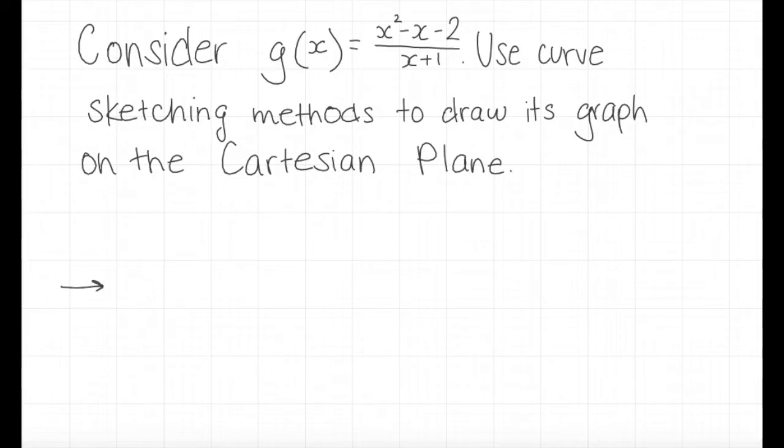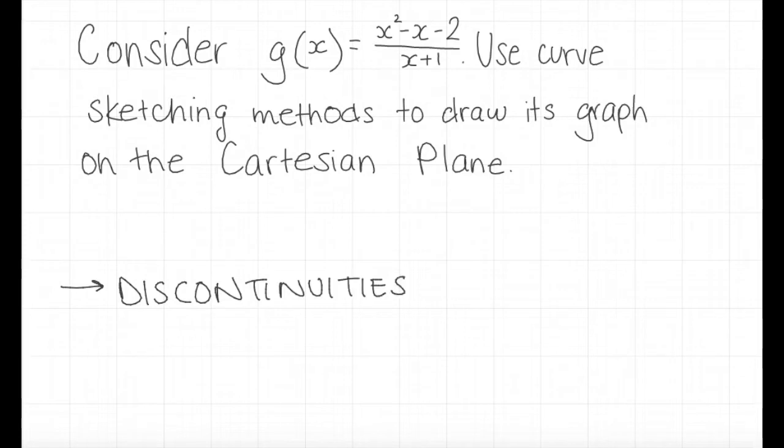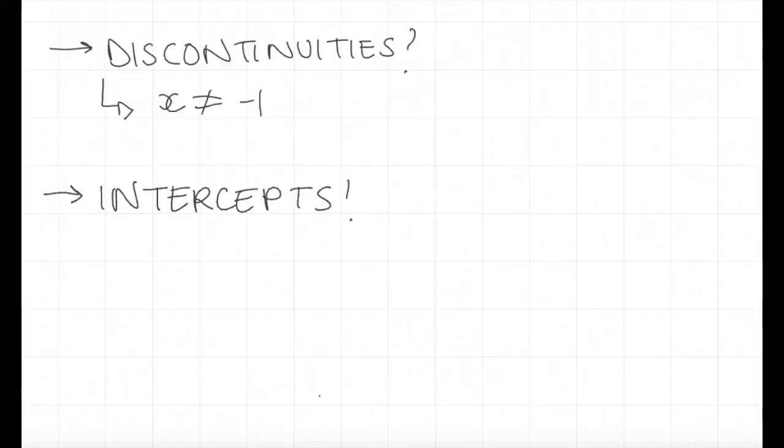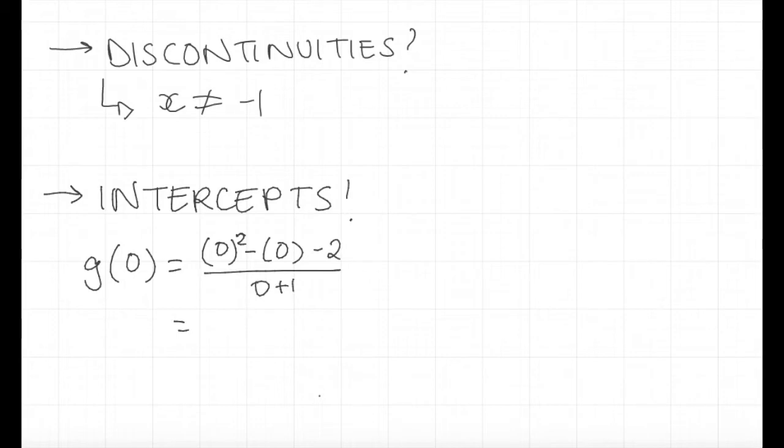First, let us see if we have any discontinuities. Right away, we see that x can't be negative 1 because then our denominator would be 0 and we would have an undefined function. Next, we look at our intercepts. g of 0 is equal to 0 squared minus 0 minus 2 over 0 plus 1, which is equal to negative 2. And so we have a y-intercept of minus 2.